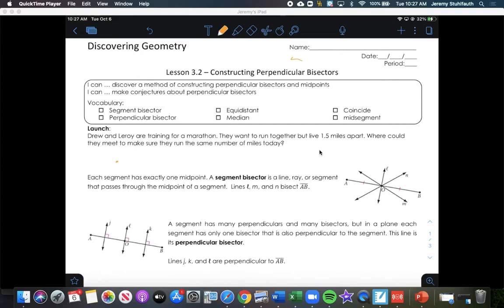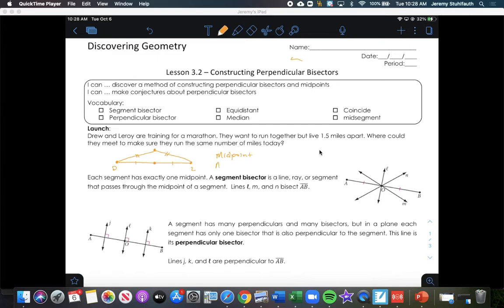So we have Drew and Leroy right here. Say it's 1.5 miles apart. In order for them to meet somewhere and run the same number of miles, they could meet here at the midpoint where they both run the same number of miles to get there. So they could meet at their midpoint between the two houses, or they could also meet somewhere else, for instance, right here, where they each run to this point that is equidistant away from their houses. So they could choose a point that is an equal distance from each of their houses and meet there.